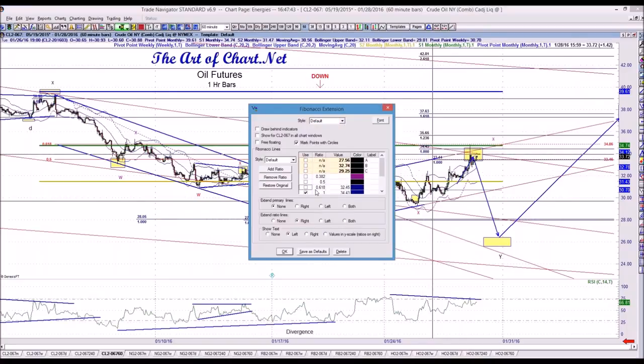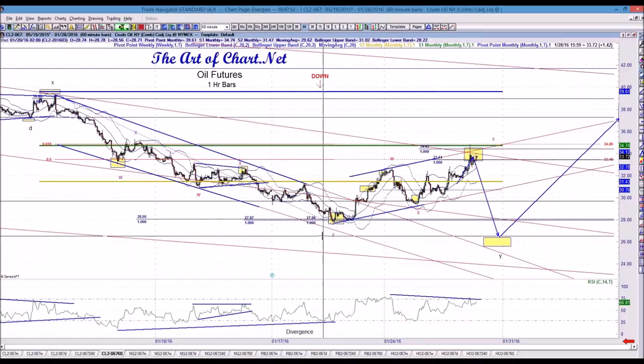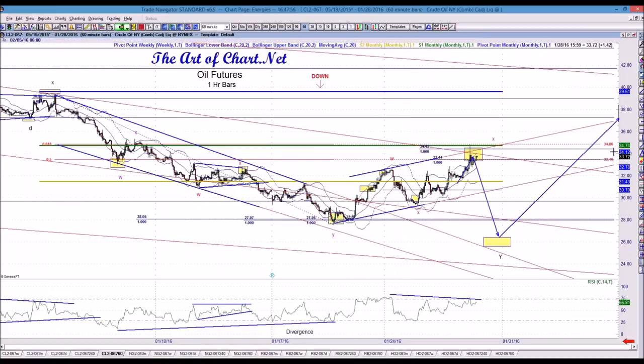Where did the target come from that you quoted on yesterday's video? Because you quoted 34.86. That was another fib draw, and it's probably on a different chart. I'm sorry, 34.86, is that the pivot? No, I'm sorry, 34.86 right here it is. It's the 0.618. The 0.618 is a very, very natural retracement level for oil.